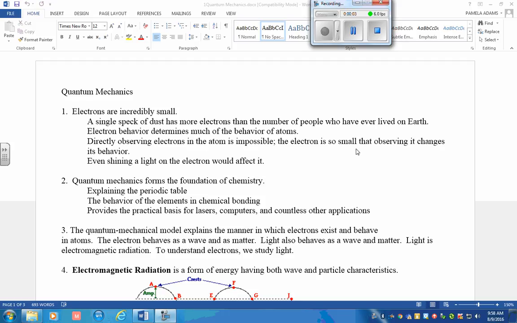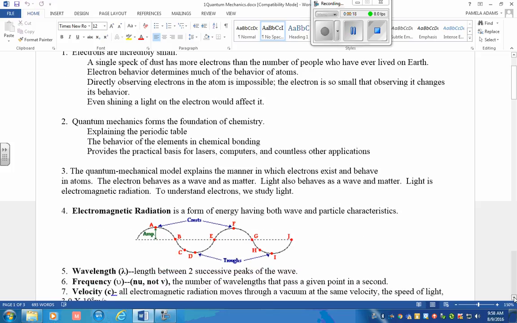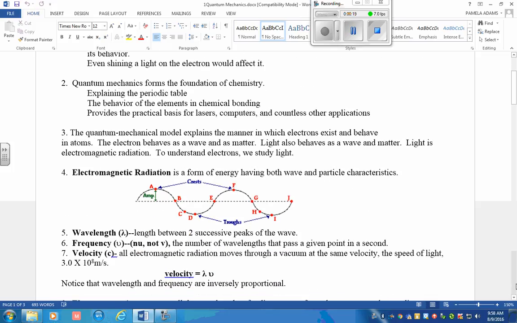Quantum mechanics is the subject that we're going to talk about today. I'm going to leave you to read number 1 and number 2 and head down to point number 3. The quantum mechanical model is the last in a series of models that helps us to explain the physical ways that an atom looks and how it behaves.